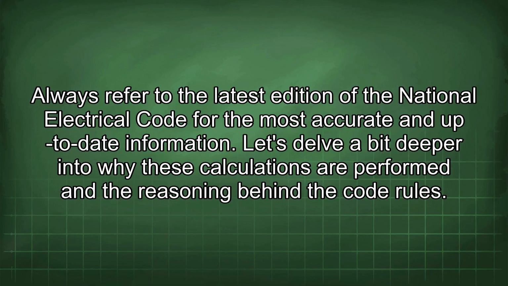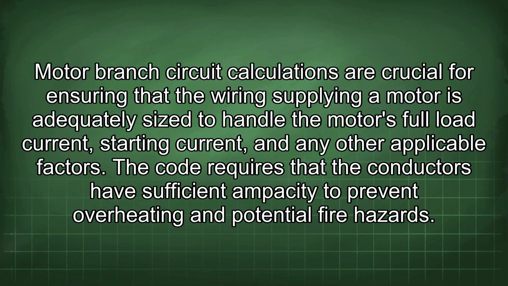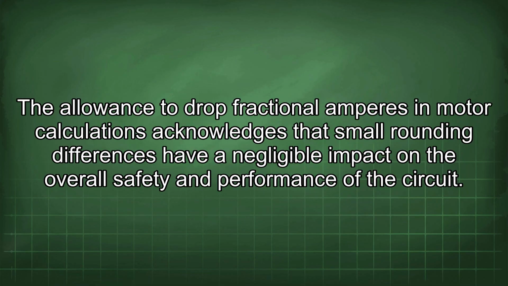Let's delve a bit deeper into why these calculations are performed and the reasoning behind the code rules. Motor branch circuit calculations are crucial for ensuring that the wiring supplying a motor is adequately sized to handle the motor's full load current, starting current, and any other applicable factors. The code requires that the conductors have sufficient ampacity to prevent overheating and potential fire hazards. The allowance to drop fractional amperes in motor calculations acknowledges that small rounding differences have a negligible impact on the overall safety and performance of the circuit.